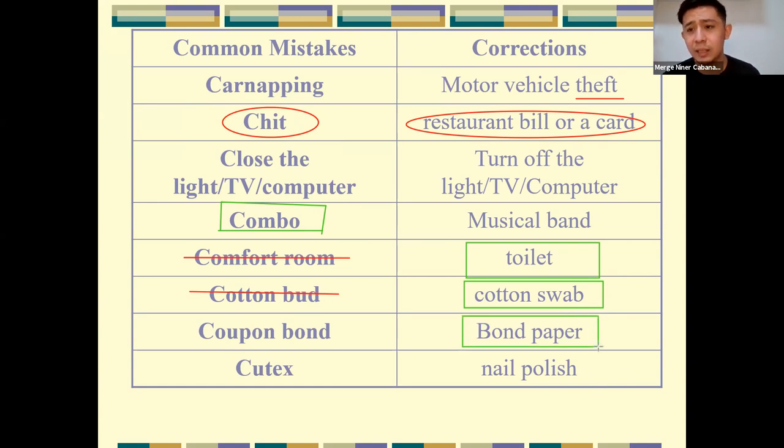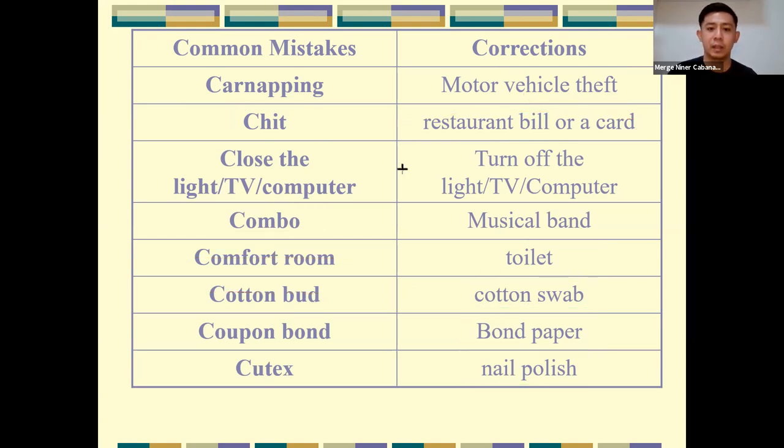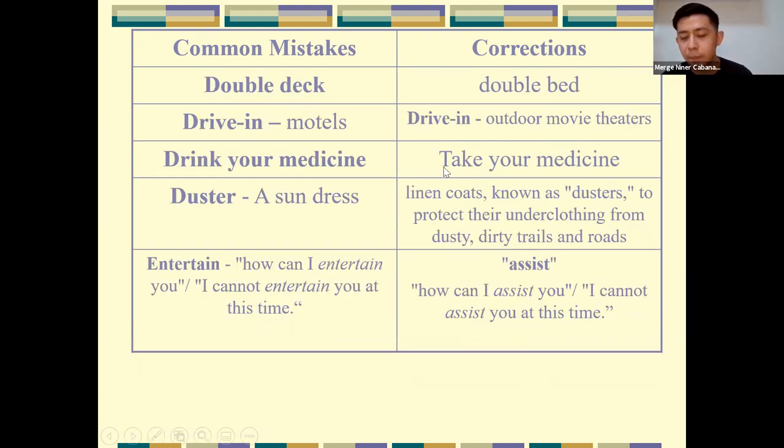Cutex, that is the brand. So avoid using brands every single time. The generic term for Cutex would be nail polish. Okay. Next up. So we have letter C, we have double deck, it should be double bed, because double deck in the UK refers to the bus. Drive-in motels in the Philippines, but drive-in is actually an outdoor movie theater. So it's actually a word that exists, okay? So please use the proper term.